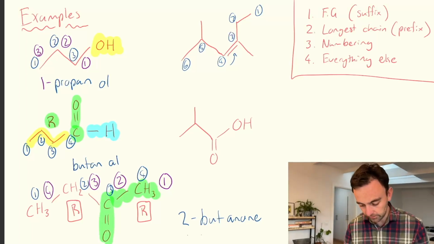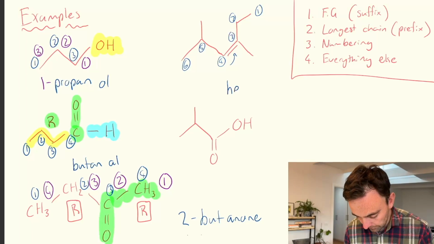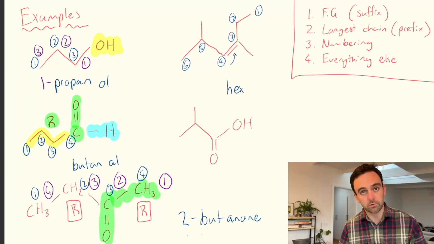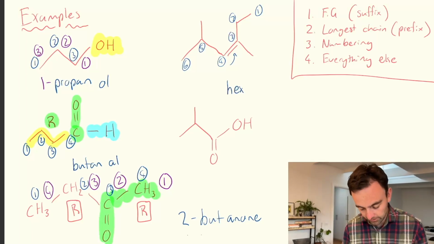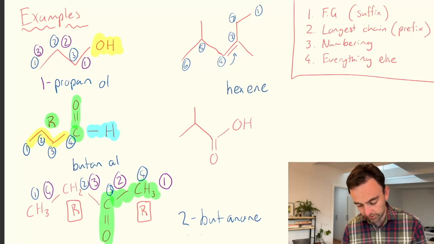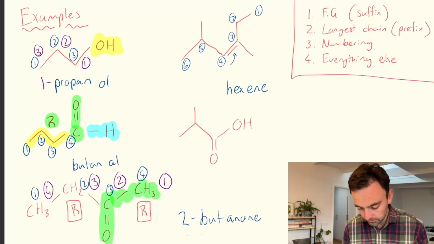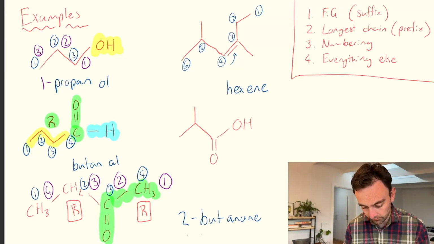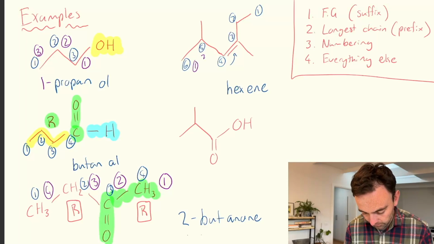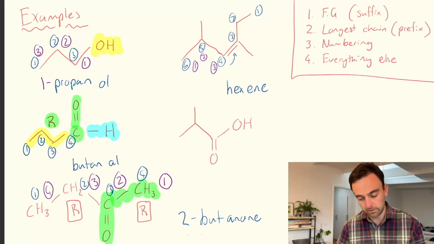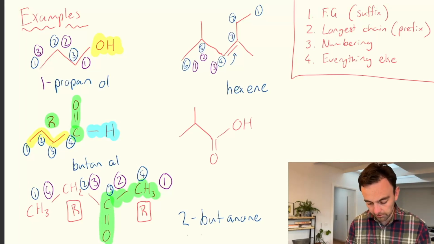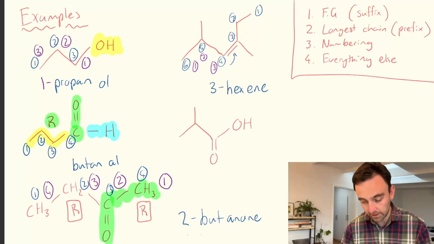So this is hex. And our functional group is an ene or an alkene, so our suffix is ene. So this is hexene. And then we just need to do the numbering. So we could have it as 3, or if we count from this side, it will also be 3. So this is the same either way. So this will be 3-hexene.